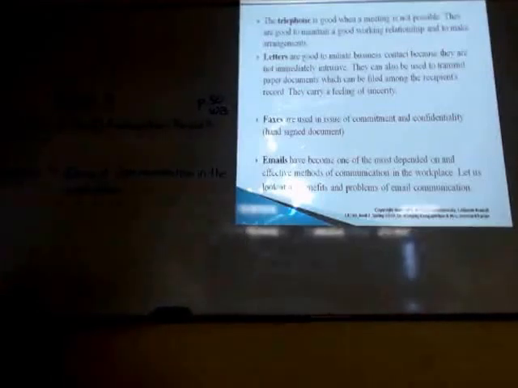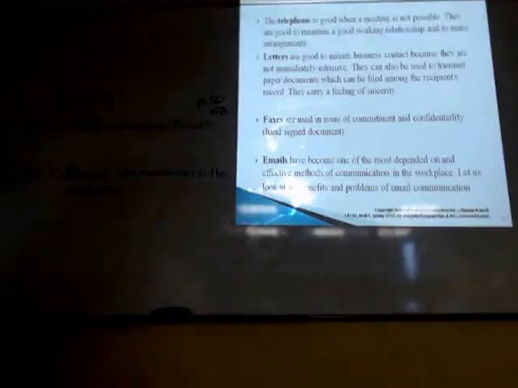Now, letters. Letters are good to initiate business contact because they are not immediately intrusive, meaning a letter sits on your desk, and whenever you have time, you open it. It's not like an email. It's in front of you, right? You get it in your inbox.